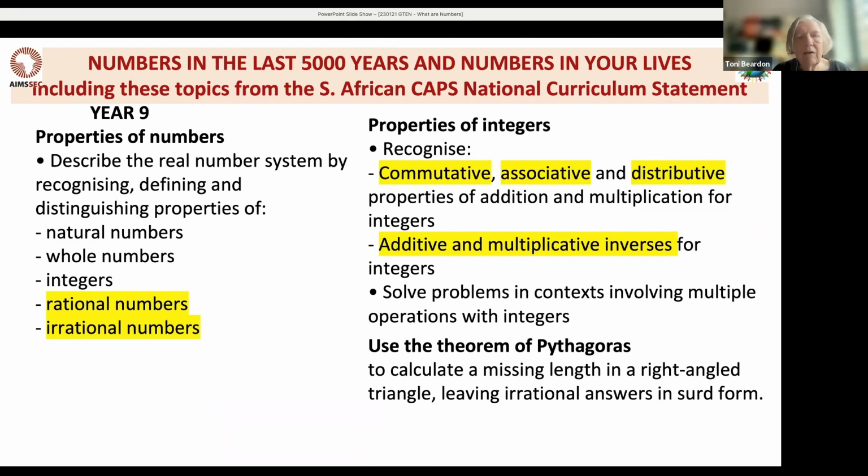But again, it's language, isn't it? These are quite difficult words. They're not difficult ideas, but they're quite difficult words to learn.